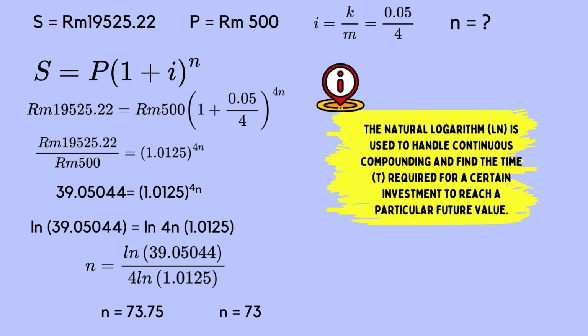So just take the 73. Basically n is the t, right? So the term is 73.